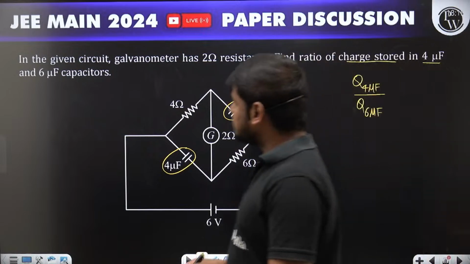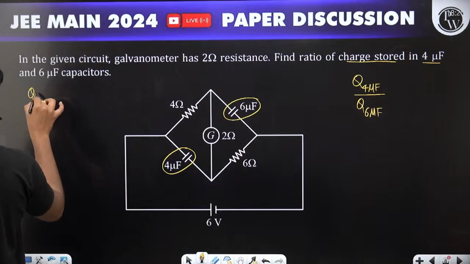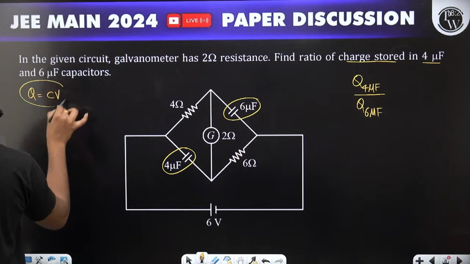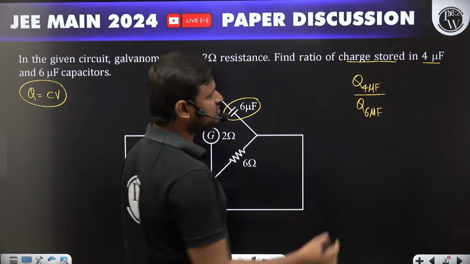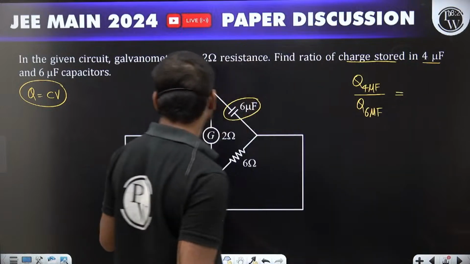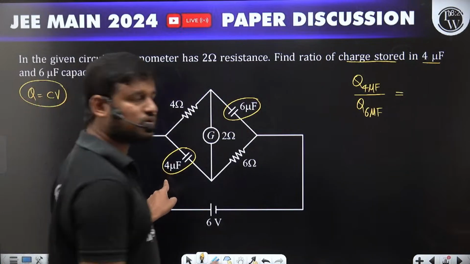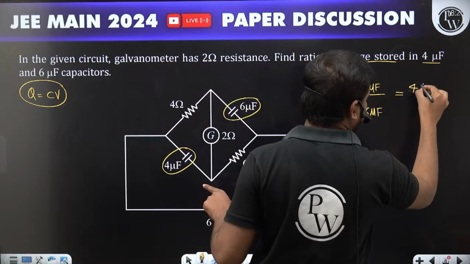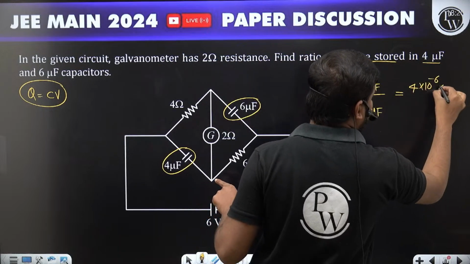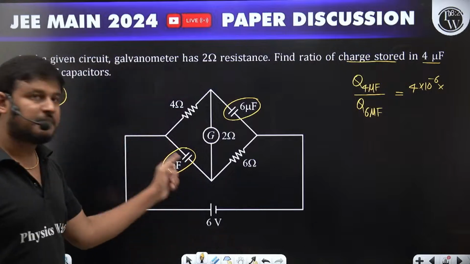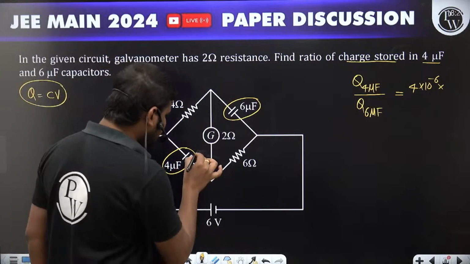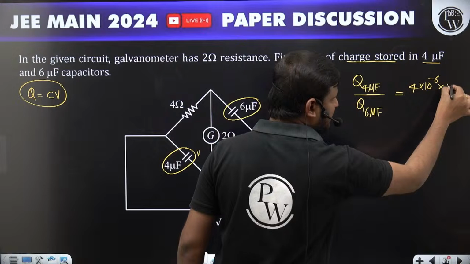So in capacitors, you know that Q is equal to C into V, right? So here we should know the capacitance of this 4 microfarad one. What is the capacitance? 4 into 10 to the power minus 6. But what is the voltage across this capacitor? That we don't know. Let it be V. So I am writing simply V here.